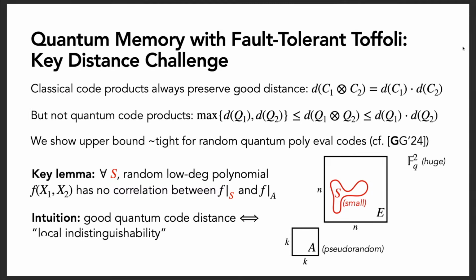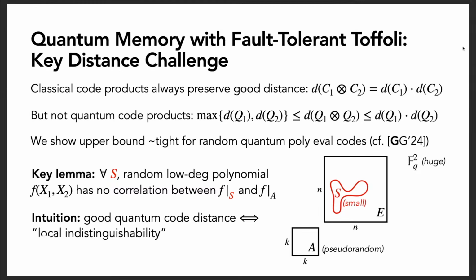And then the quantum encoding just uses the superposition of all these valid code words for a given message. And so quantum code distance is equivalent to local indistinguishability, which is the property that if we look at a small number of code components, we can't learn anything about the underlying message.